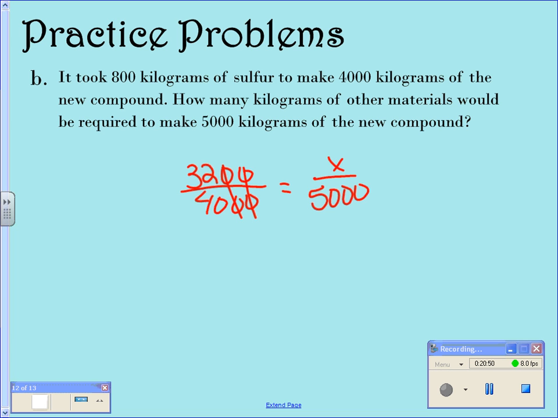32 divided by 40 reduces to, divide both of them by 8. What is 4/5 of 5,000? 4/5. Does that make sense? Any questions on that one? Okay.